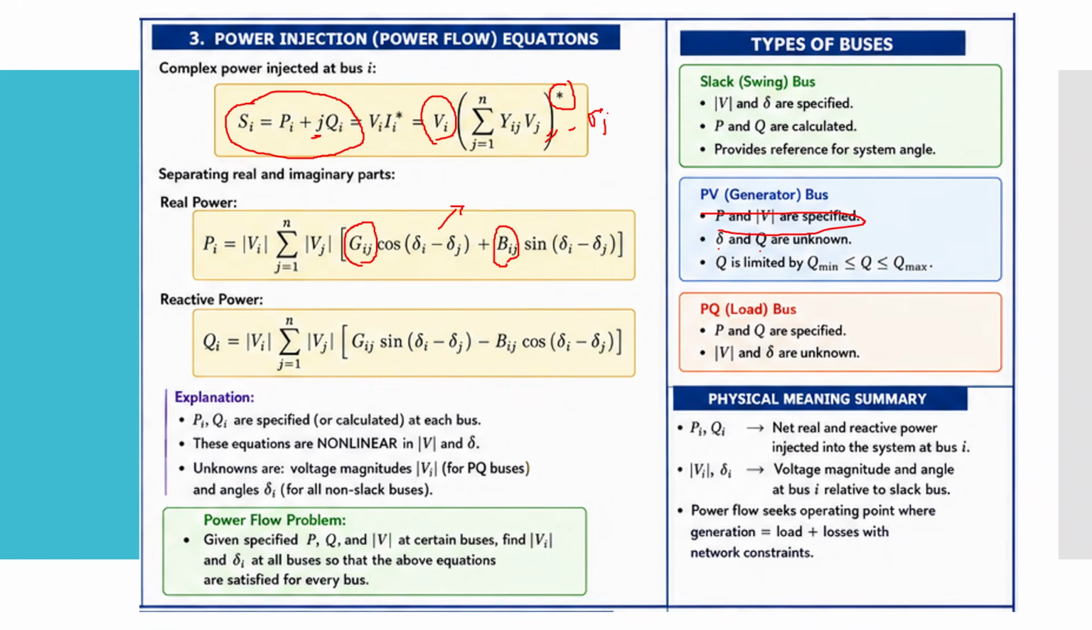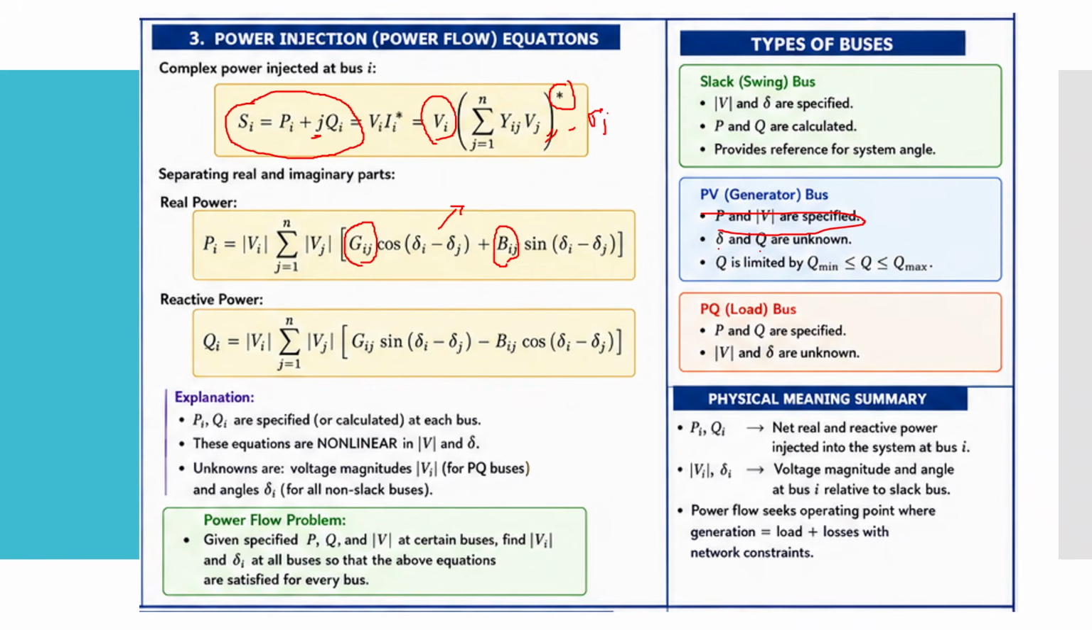For that matter, when we are considering the swing bus, we have to consider that the P and the Q should not exceed the limit. Again, we have a load bus. For a load bus, both P and Q are specified, and voltage will be unknown. Physical meaning of those parameters: when we say Pi and Qi, it is the net real and reactive power injected into the system at bus i. Vi and alpha i are the voltage and voltage angle at the bus. So by using this, we can calculate the voltage magnitude, voltage angle, power at each bus, and power flow.